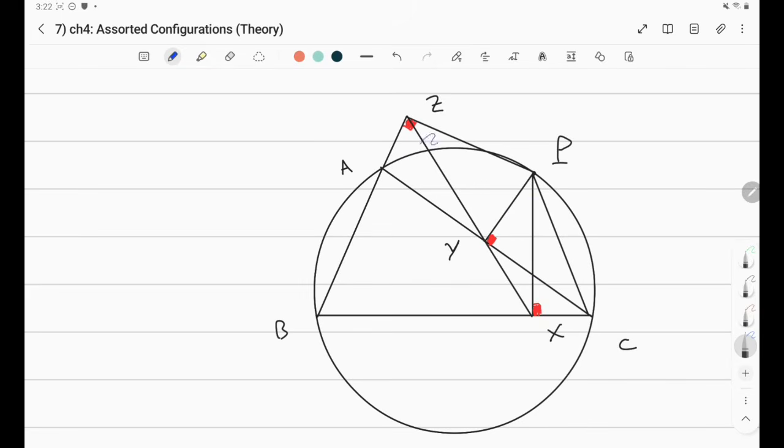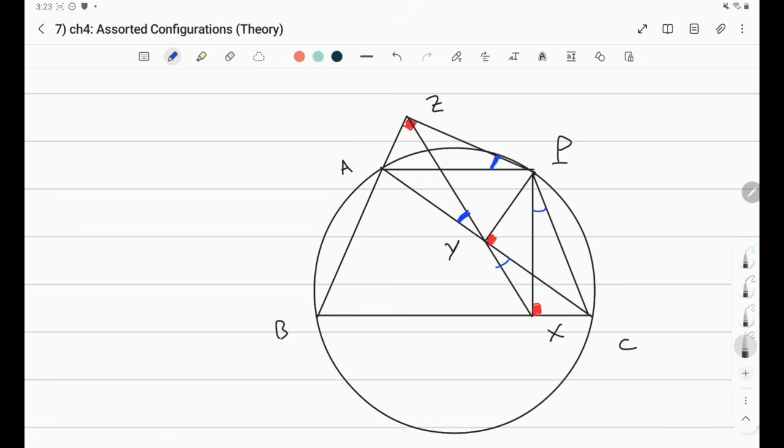So we just need to show these 3 points are collinear. That means you just need to show this angle is equal to this angle here. However, you have tons of cyclic quadrilaterals here you can use. So this angle here is just equal to this angle actually. And this angle here, you can say, for example, it's equal to this one here.